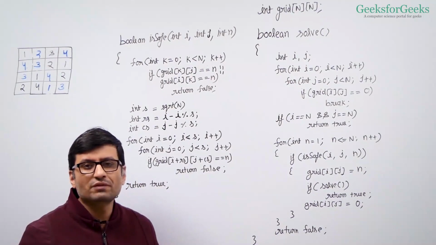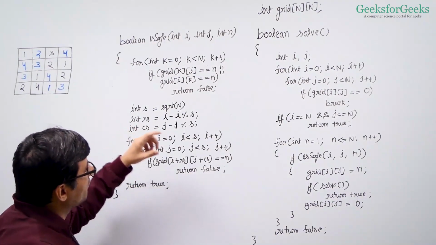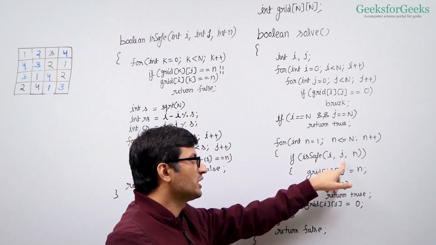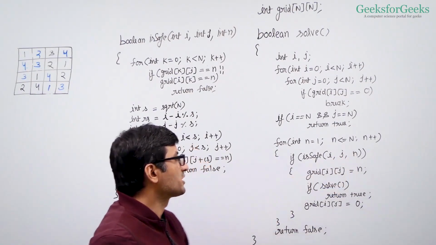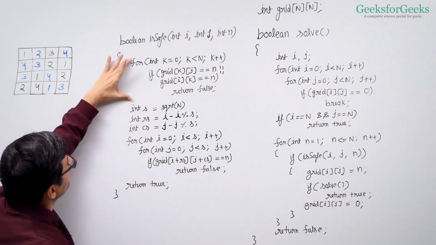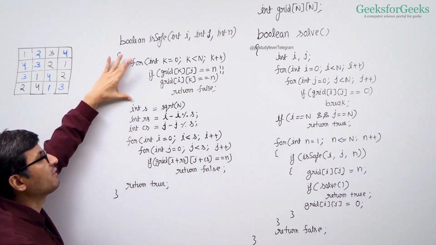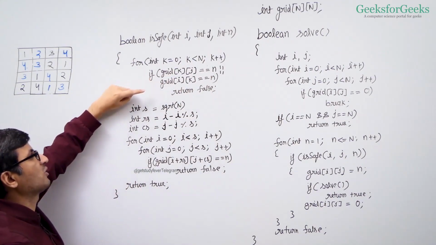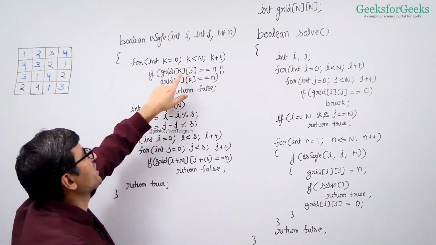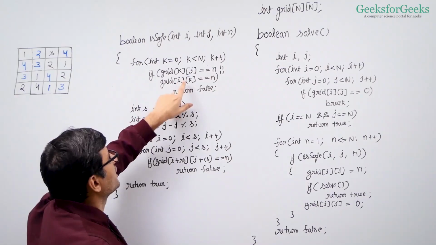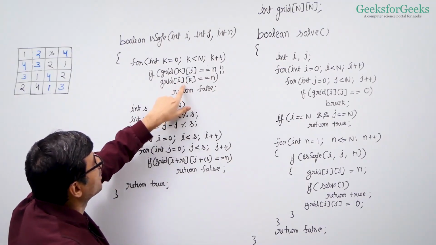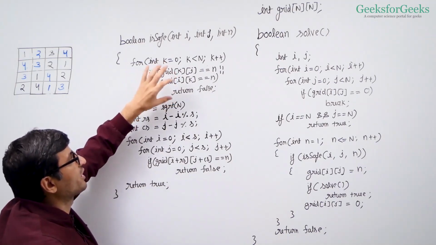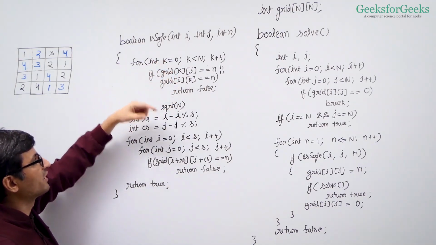How does this safe function work? So we are given i, j and n. i is the row number, j is the column number, n is the number to be placed. So we have a first loop which checks, do we have number n already there in the current row and current column, right? This is where we are checking for current column, and this is where we are checking for current row. So if we find it in the current column or in the current row, we return false, right? If we find it anywhere.